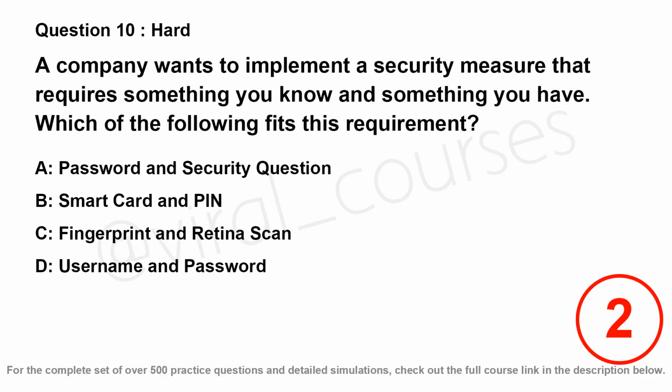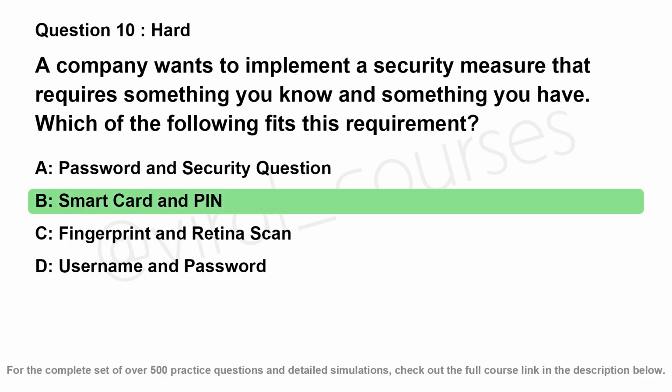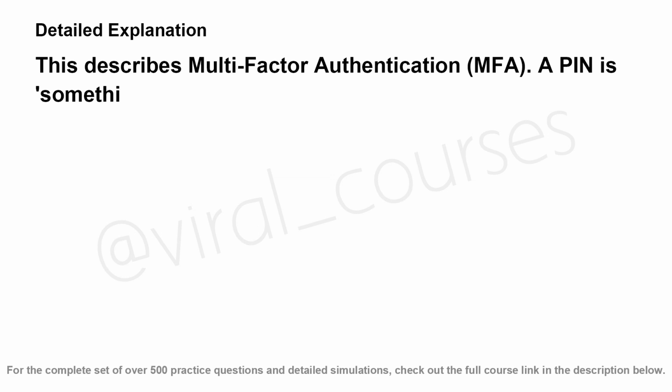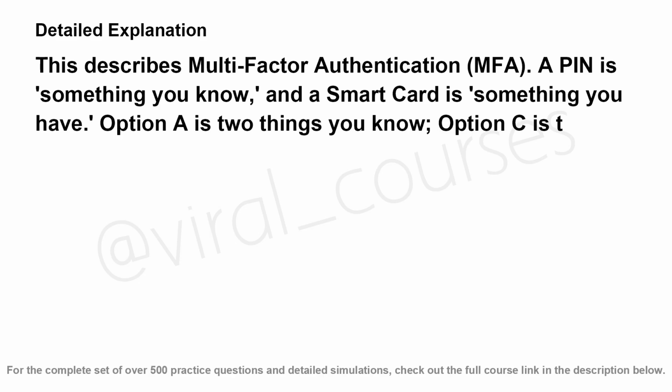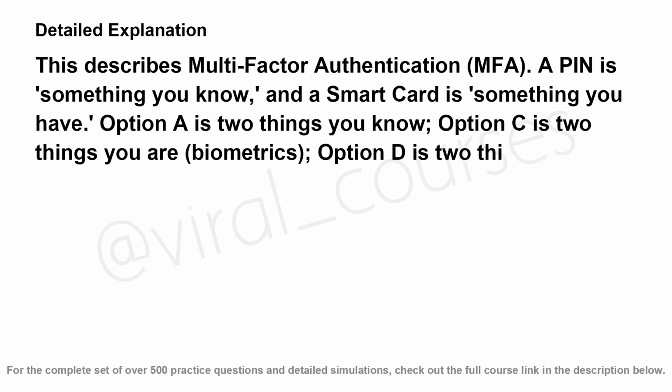The correct answer is B. This describes multi-factor authentication, MFA. A PIN is something you know, and a smart card is something you have. Option A is two things you know. Option C is two things you are, biometrics. Option D is two things you know, identify as.